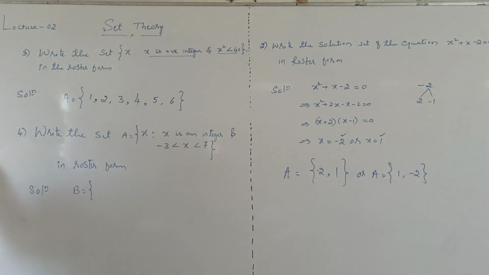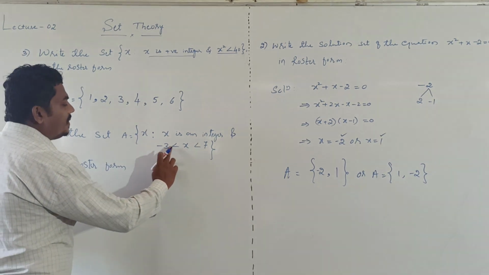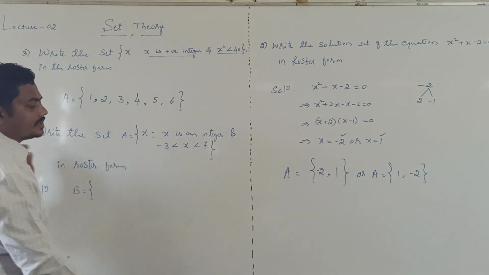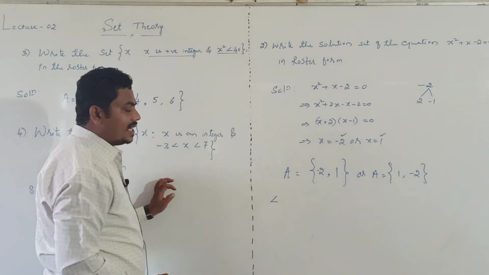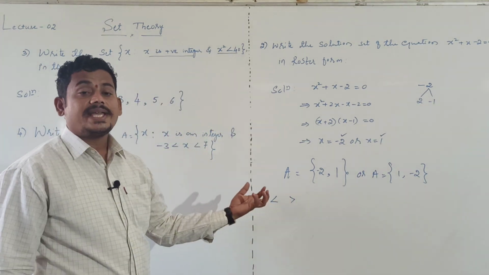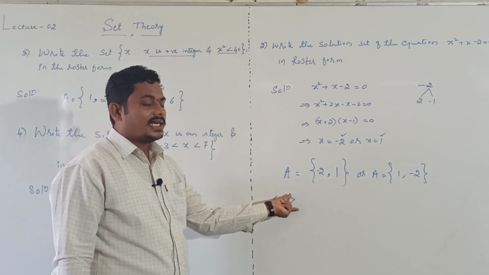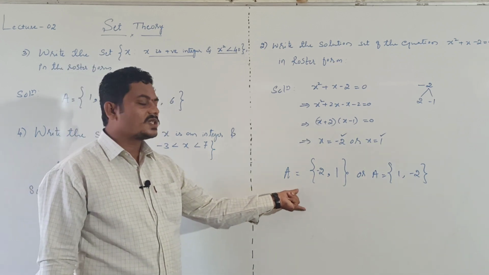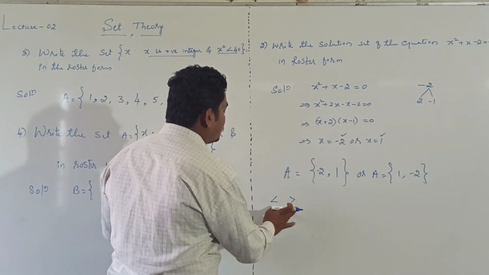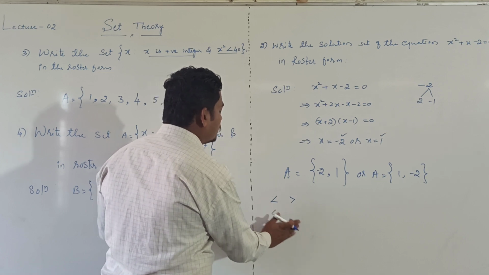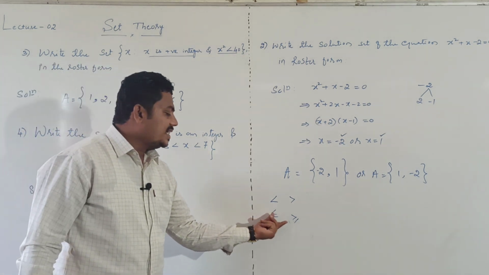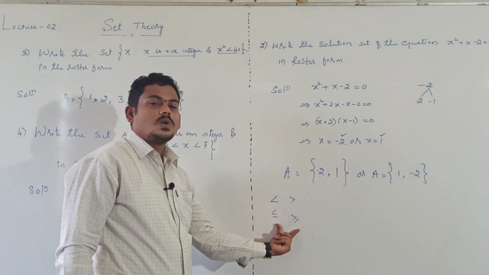Write all the integers in between -3 and 3. Here strict inequalities are given, means excluding endpoints. Suppose strict inequalities, strictly less than or strictly greater than, these two symbols represent excluding endpoints. Suppose greater than or equal to, less than or equal to, these two symbols are given, then include endpoints.